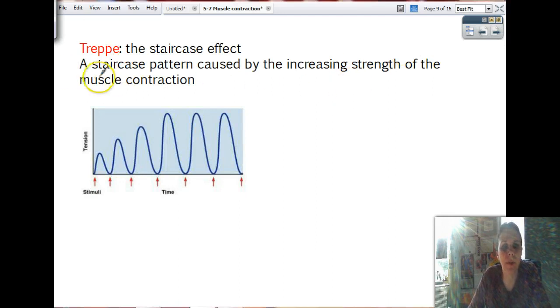Okay, there's something called treppe, although if you watch the little slideshow on the interactive physiology, she calls it treppa, which sounds funny. But it's treppe. It's called the staircase effect, and that's just what we call this pattern of it getting higher and higher like that. So it's a staircase pattern caused by the increasing strength of the muscle contraction. So what ends up looking like is this.